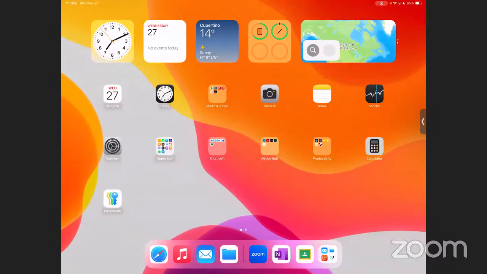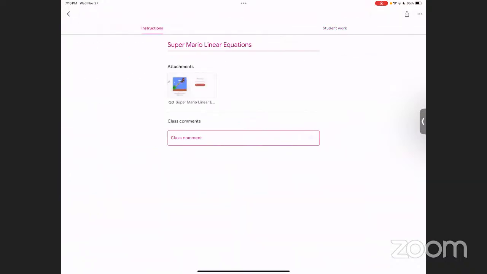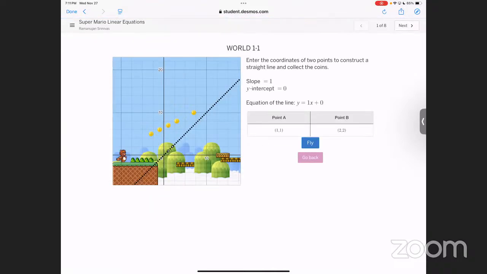And then I'm going to open the activity on my side. So linear equations. So what do we do? I'm going to sign in as a teacher. Log into the start activity. So I logged in. This is how it looks.